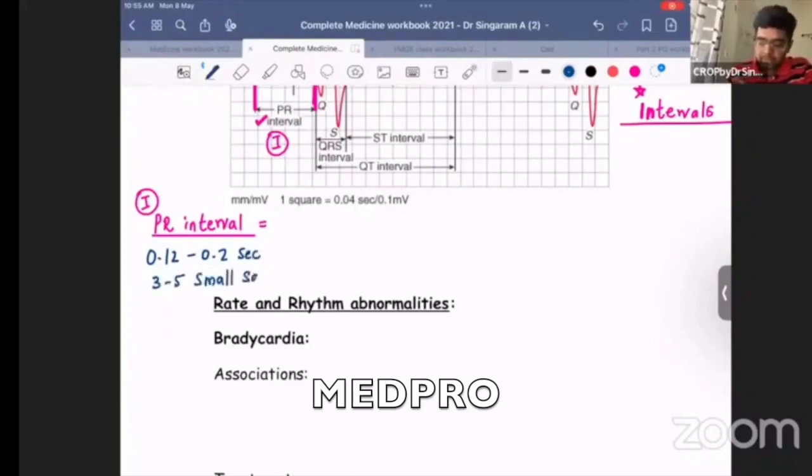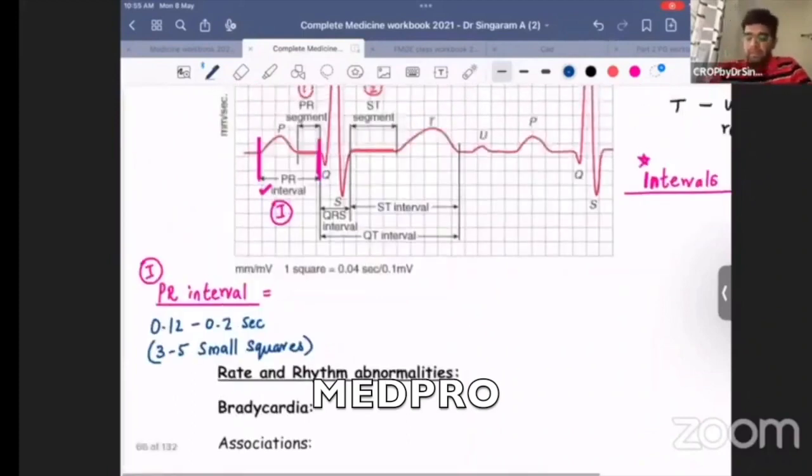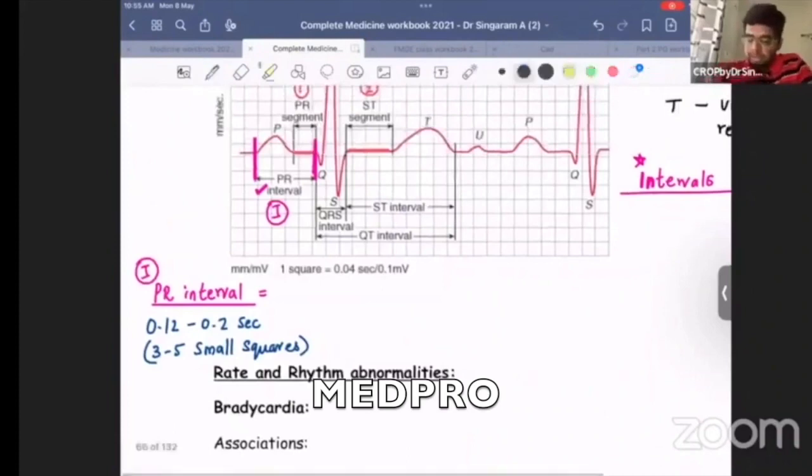Are you able to follow? It is roughly 3 to 5 small squares. That is the PR interval. Okay, right? And can you correlate? This area is the PR interval, from the beginning of the P wave to the beginning of the QRS complex. Okay. Then we move on to the next interval.